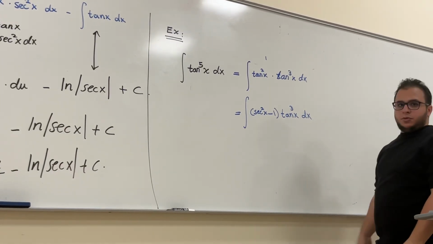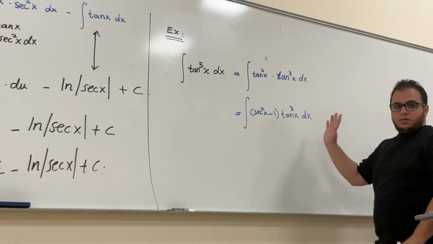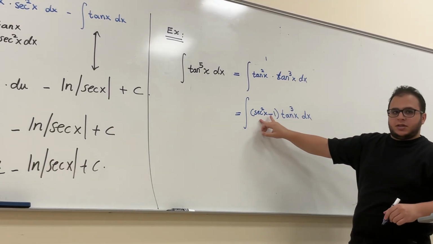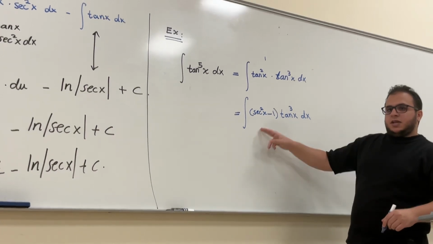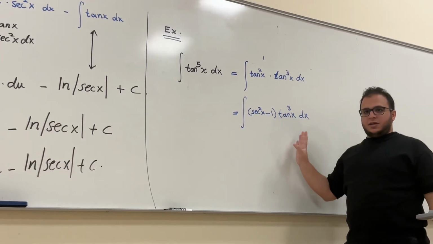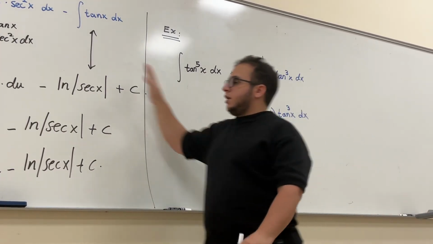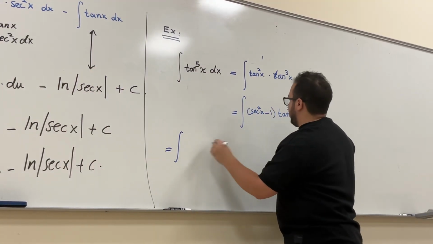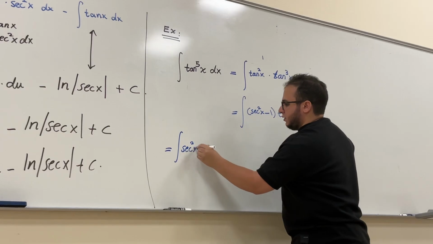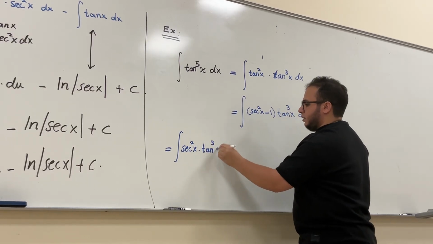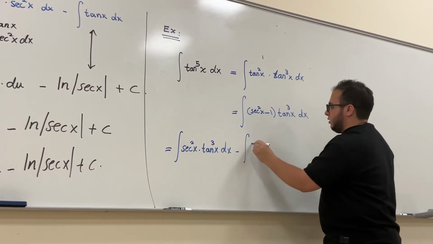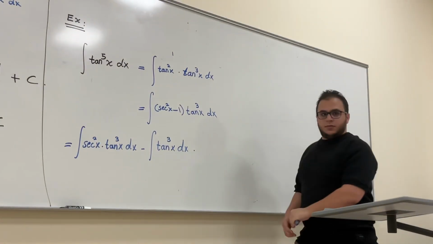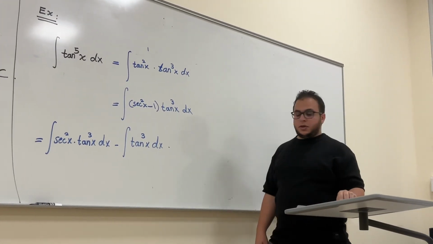So let me distribute them. I cannot do anything now. Substitution doesn't work because if u equals tan, then du equals secant square x dx. But secant square x dx is still not available here. So let me distribute like what I did here and split the integrations. So what do I get? Integration secant square x tan cube x dx minus integration tan cube x dx. Yeah? What do I get then?